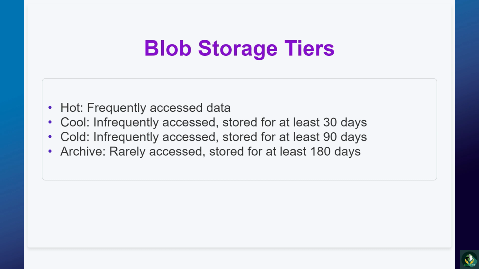When you move data to the archive tier, it's taken offline, significantly reducing storage costs. However, retrieving data from the archive tier involves a rehydration process, which can take several hours and incurs higher access costs. This trade-off makes the archive tier ideal for data that needs to be retained for long periods, but is rarely, if ever, accessed.